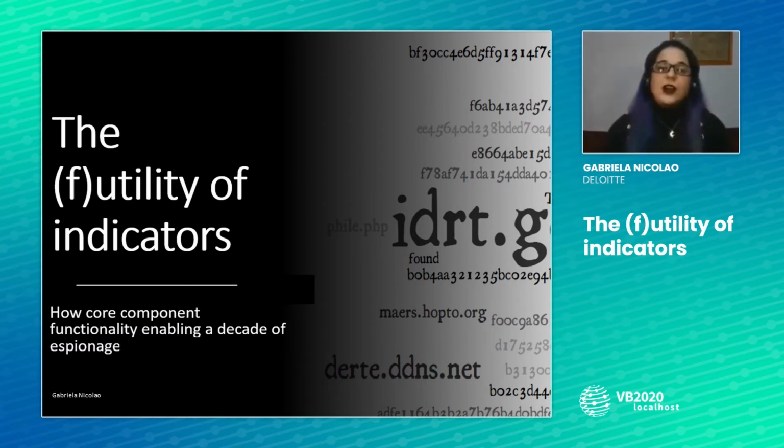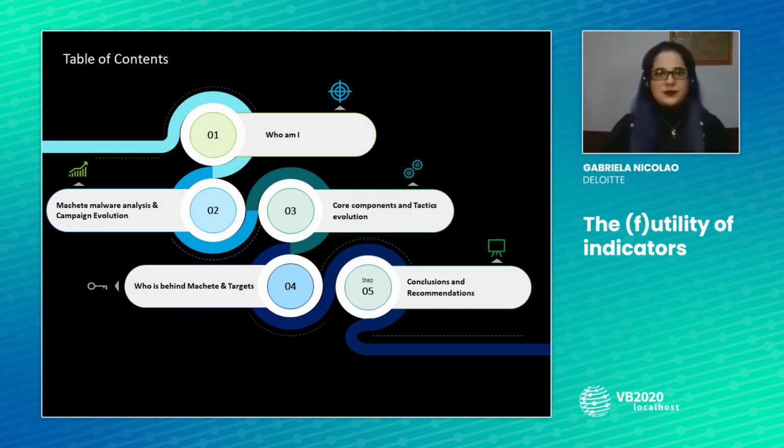In this talk, I'll cover the following topics. First, who am I? I'm going to introduce myself. Then I'm going to talk about details around the analysis of the malware pieces year by year and campaign evolution of Machete. Then the core components and tactics evolution, followed by who is behind Machete and targets, and last but not least, some conclusions and recommendations.